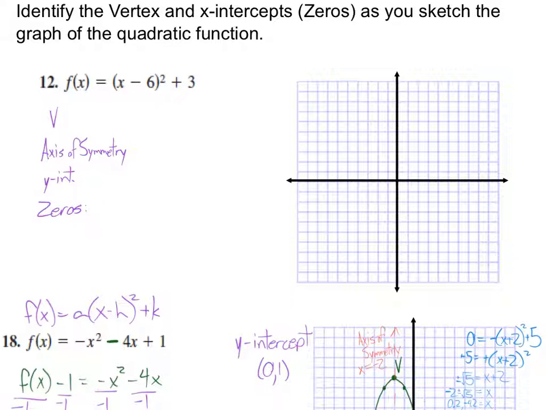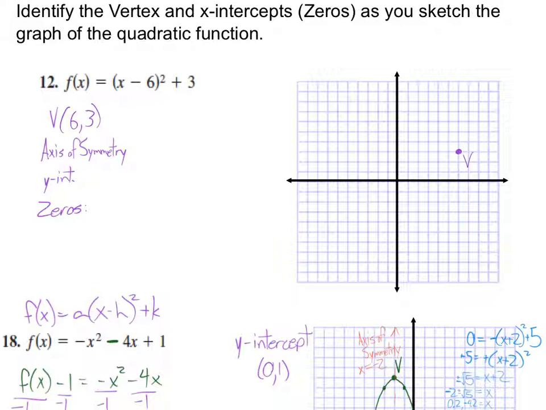Okay, so what's our vertex in this case? 6, 3. Okay, our vertex is 6, 3. So 1, 2, 3, 4, 5, 6, 1, 2, 3. There's our vertex. Okay, is there any other transformation on this?